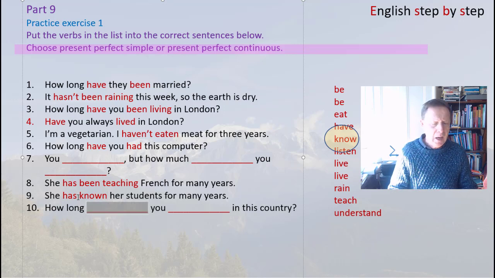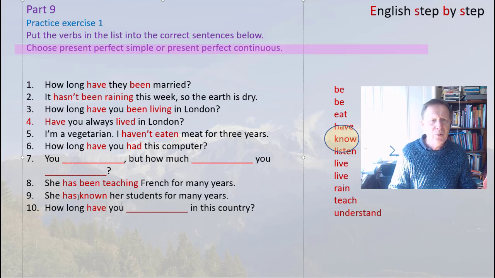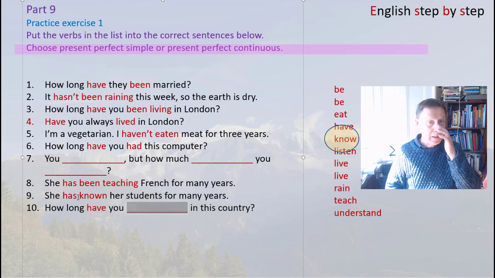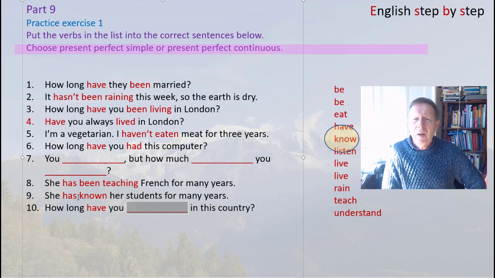Now the next one, how long have you? Now again, this is like number 3, but we need a different verb, I think.